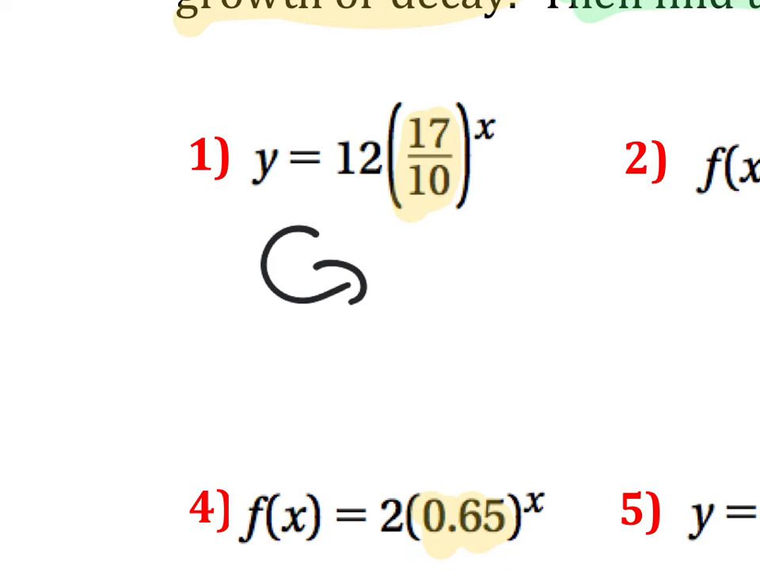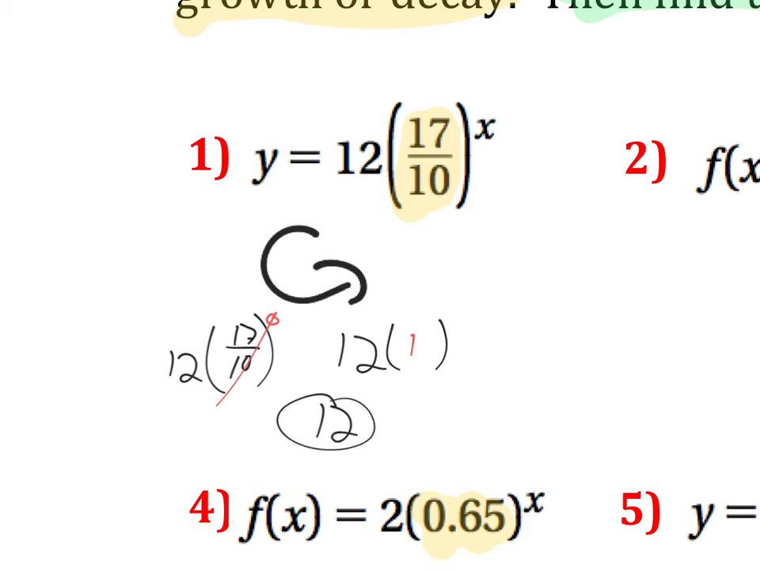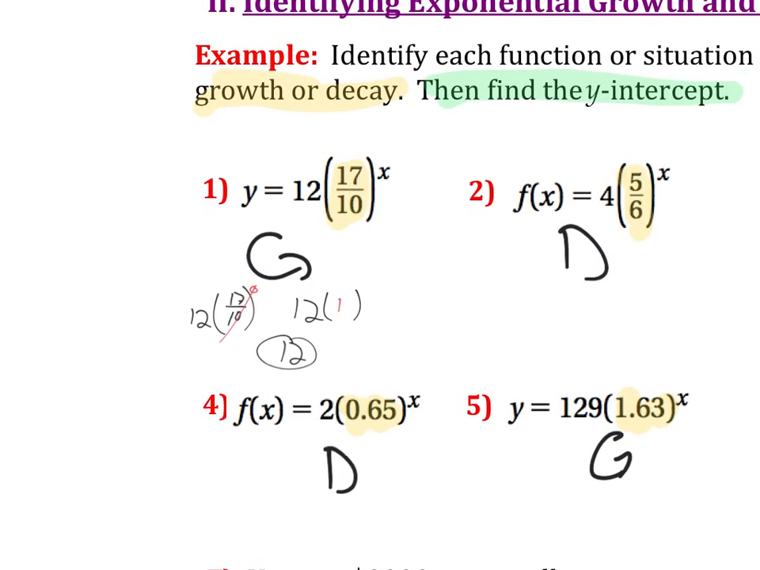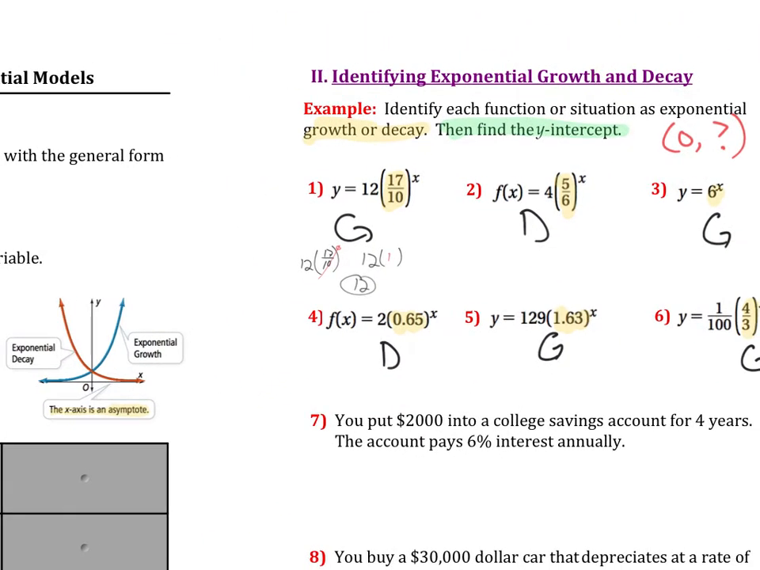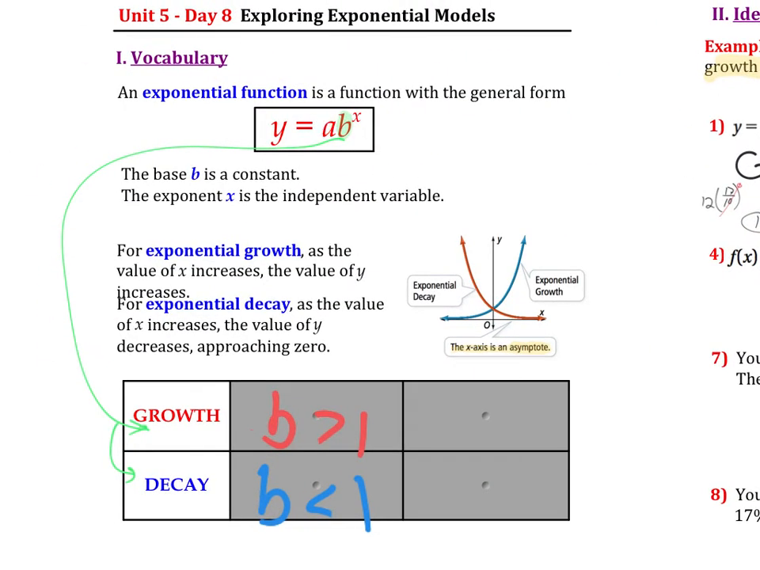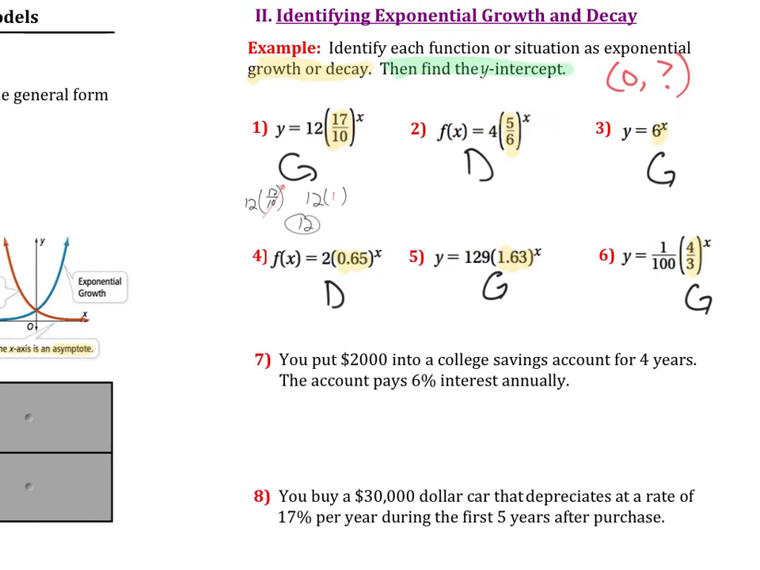If I were to write number 1, so we have 12 times 1.7 to the x, and I wanted to plug in 0 for x, well, if we remember our exponent properties, this whole thing just becomes a 1. So I really have 12 times 1. So that's just 12. Generally speaking, your y-intercept is always going to be the a value from that standard form. Because if I plugged in 0 for x, that b to the x power, b to the 0 power, just becomes a 1.